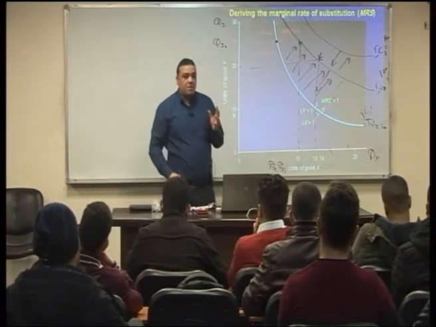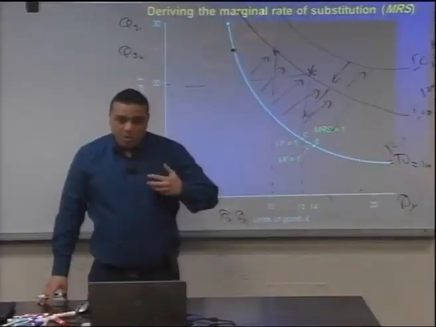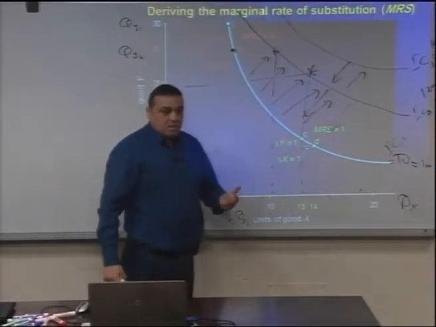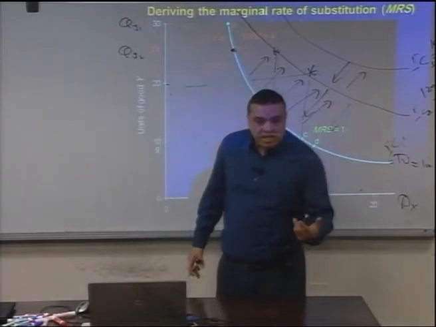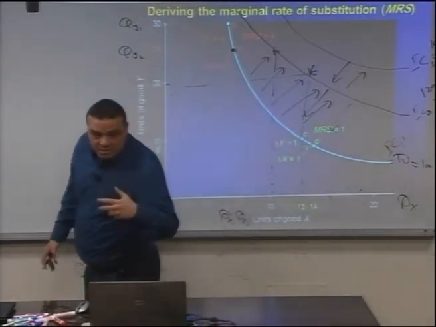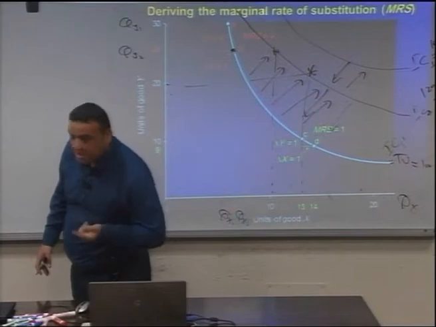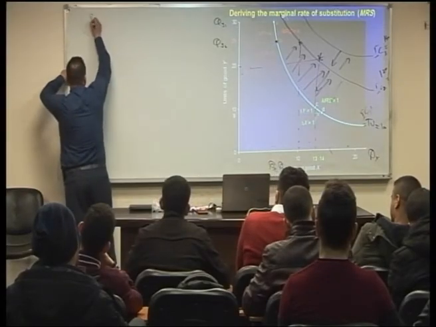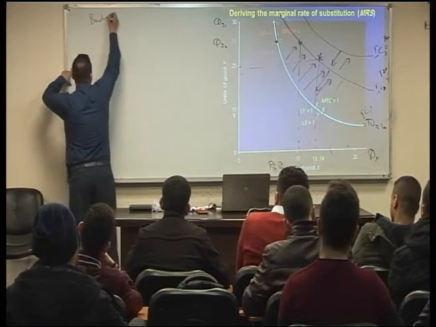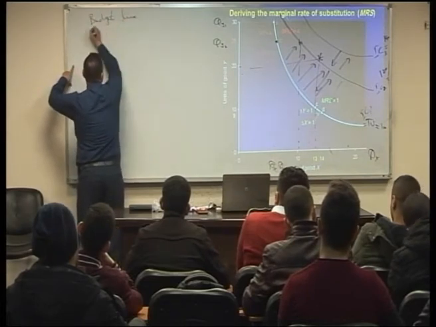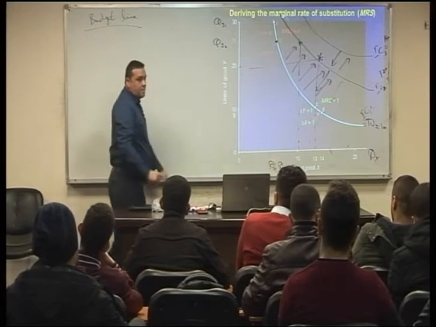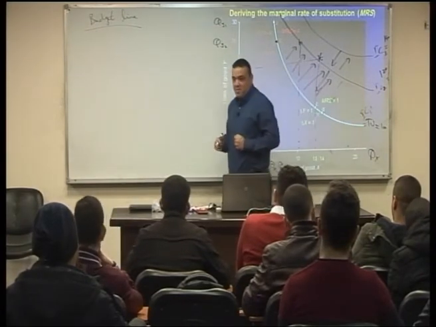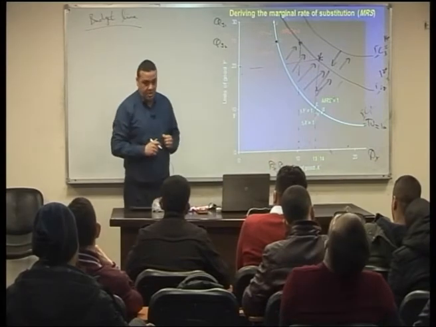The indifference curve represents the willingness or the benefits that the consumer desires to obtain when he consumes different bundles of goods. Let's go to another term, which is the budget line. The budget line represents the ability of the consumer to buy different combinations of goods.